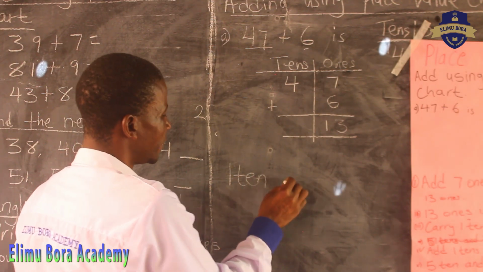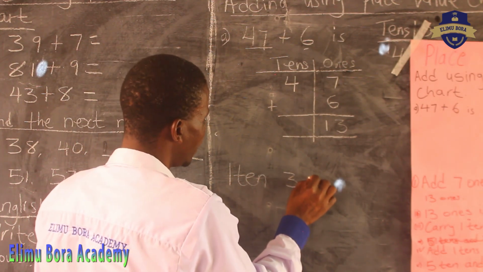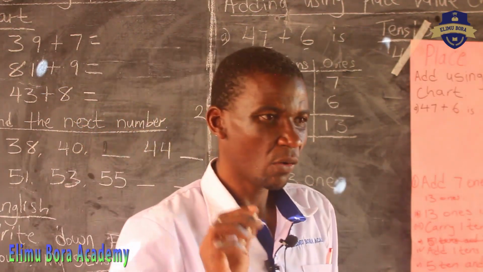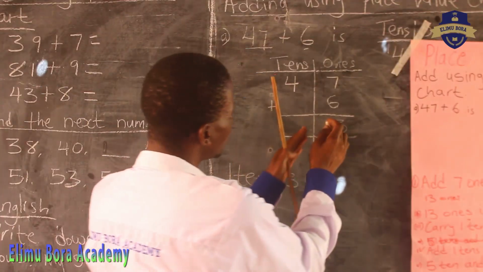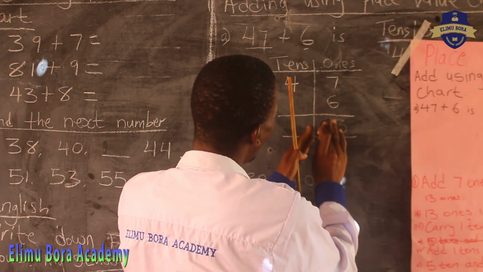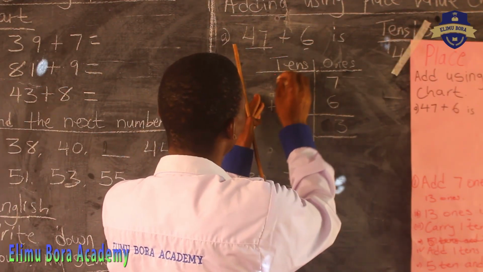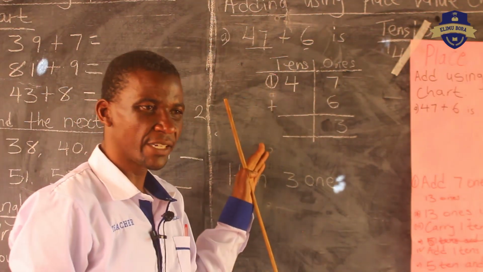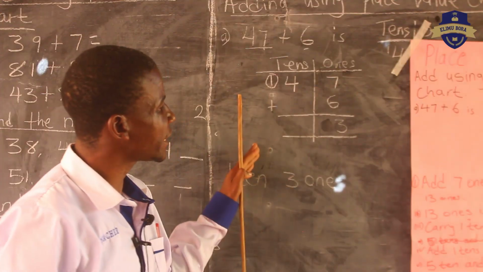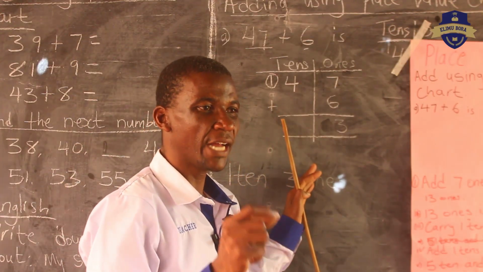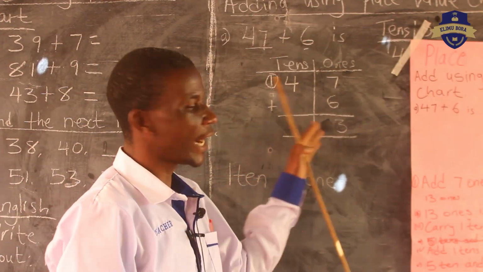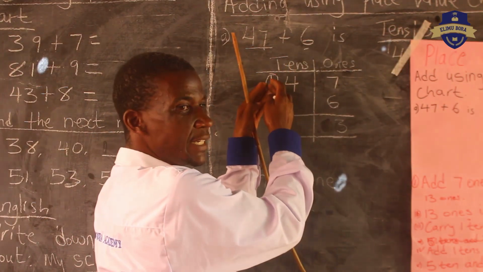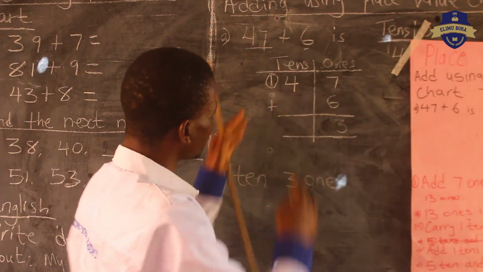13 ones is the same as 1 ten and 3 ones. Now, this 1 ten, we carry it to the side of tens. We remember what we said, that a bundle has 10 sticks. So we are carrying what? 10, which is 1 ten.